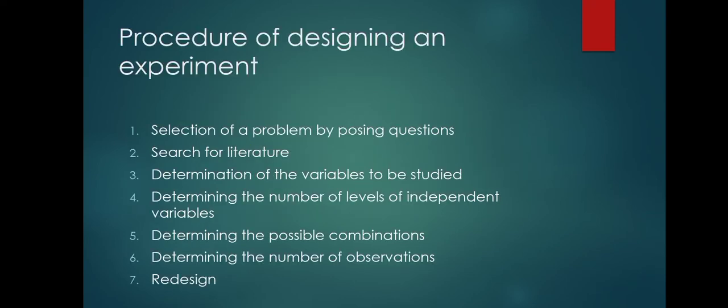Procedure of designing an experiment. Selection of a problem by posing questions. Search for literature. Determination of the variable to be studied. Determining the number of levels of independent variables. Determining the possible combinations. Determining the number of observations.